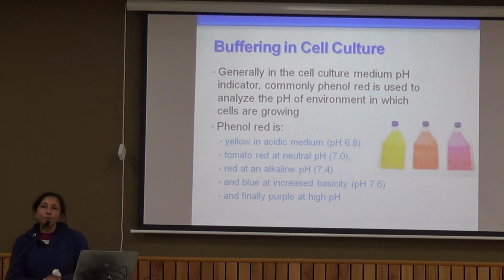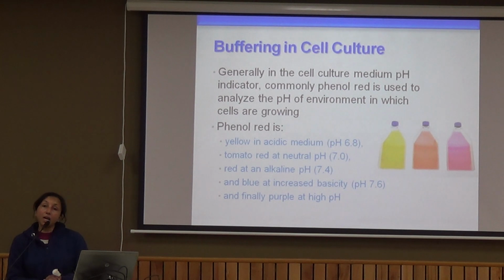How are we going to know whether the pH is turning towards acidic or alkaline? We need an indicator which can turn a particular color, that is, it can change color depending on the change in pH. So here we use phenol red. Phenol red is yellow in acidic medium, that is around 6.8, turns tomato red at neutral pH, that is 7, red at alkaline pH, that is 7.4, and blue at increased basicity, 7.6, and then finally purple at high pH.